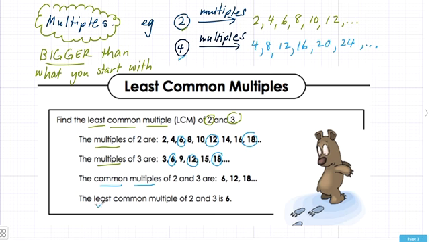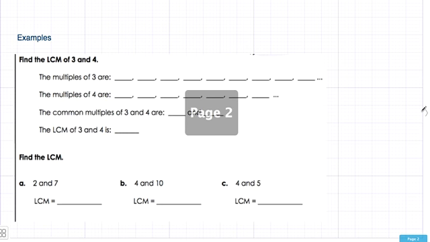If we wanted to find the least common multiple, that would be finding the common multiple, so what's in common between the two lists, but the lowest. You can see here the lowest number that's in common is the number 6. So that's why we would say the LCM of 2 and 3 is 6. The lowest common multiple of 2 and 3 is 6.